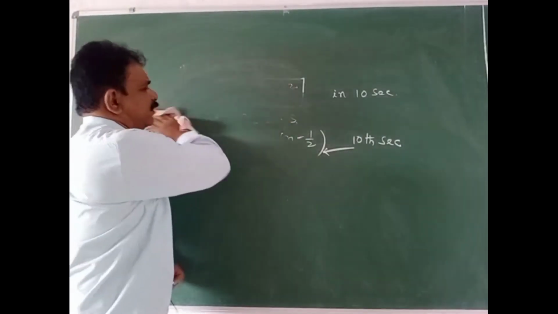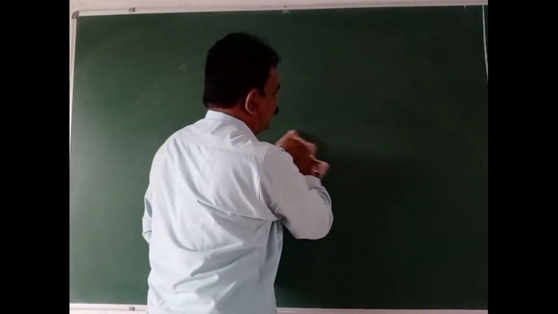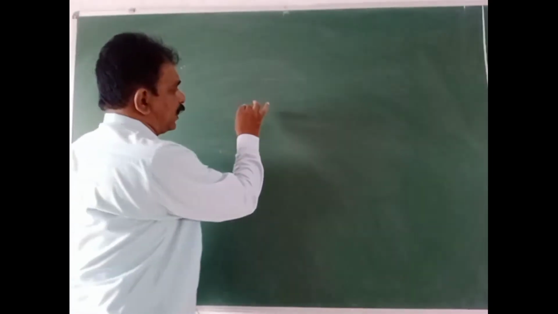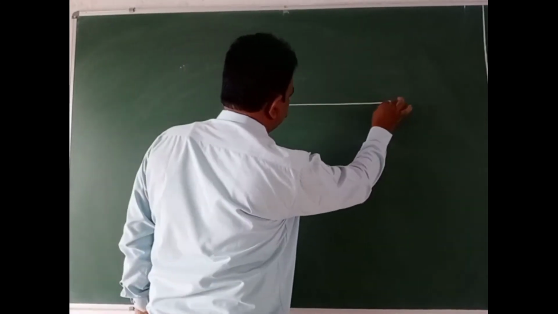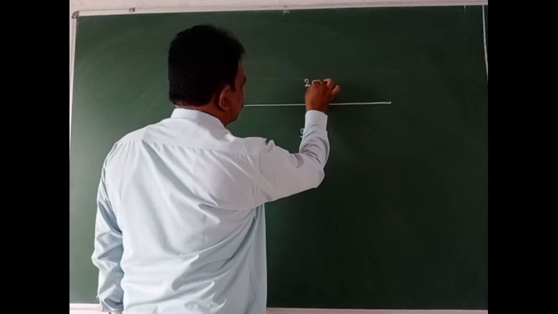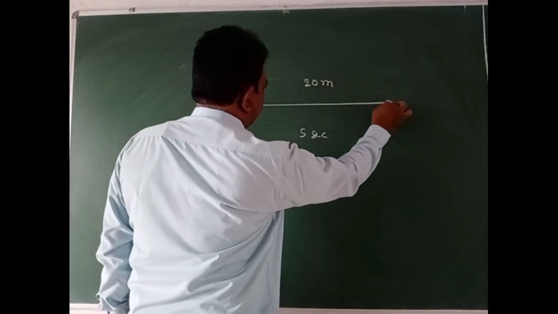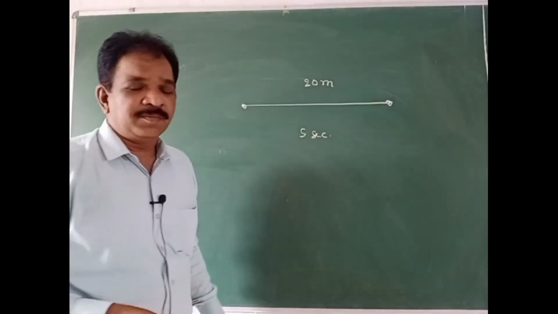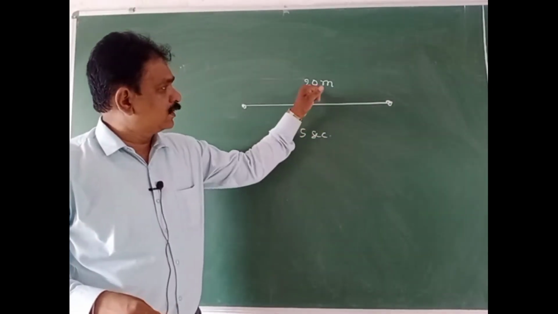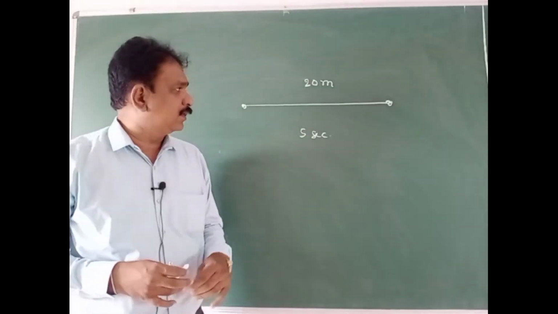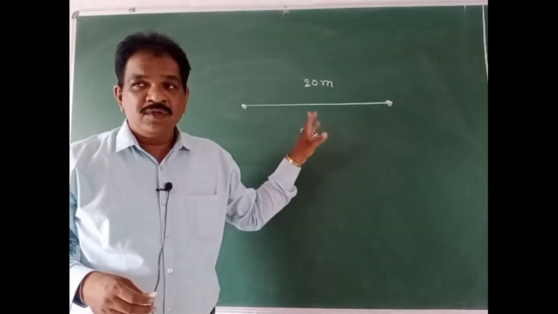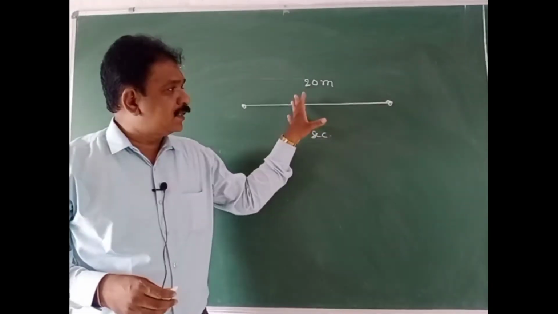Sn = u + a into (n minus half). How is it? For example, a body is traveling like this. In the total time of 5 seconds, that body traveled 20 meters. The point is clear. In 5 seconds, how much displacement is there? 20 meters.